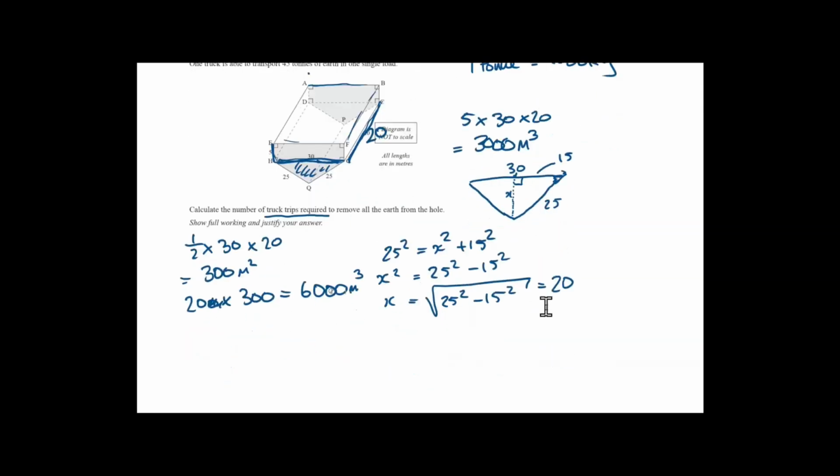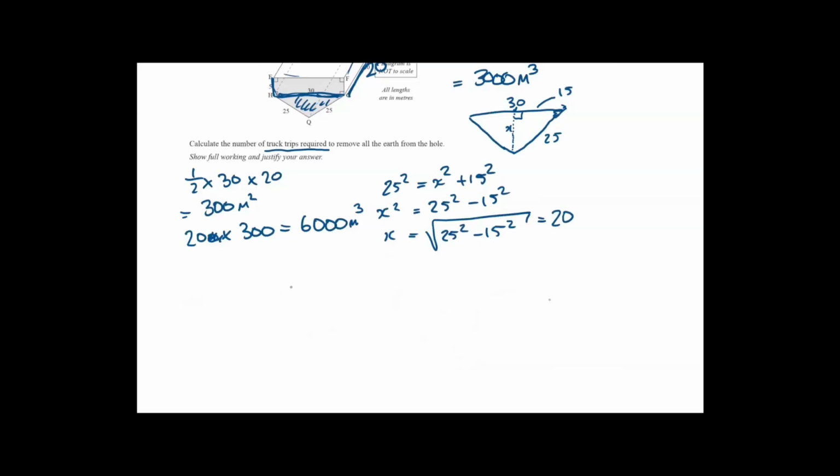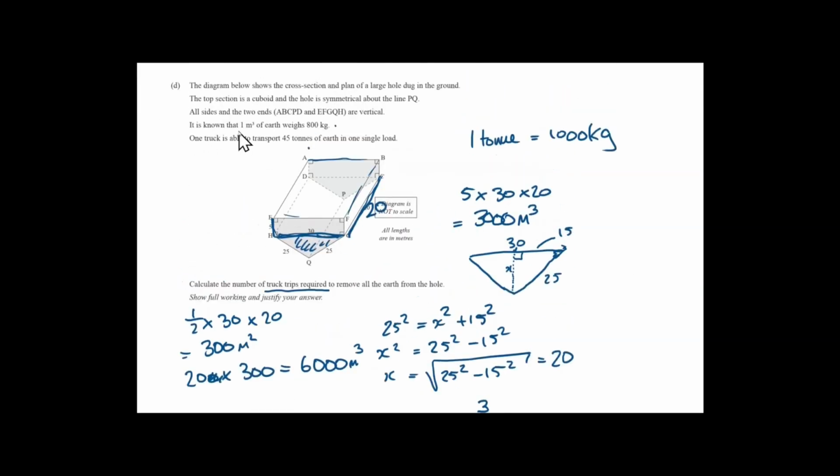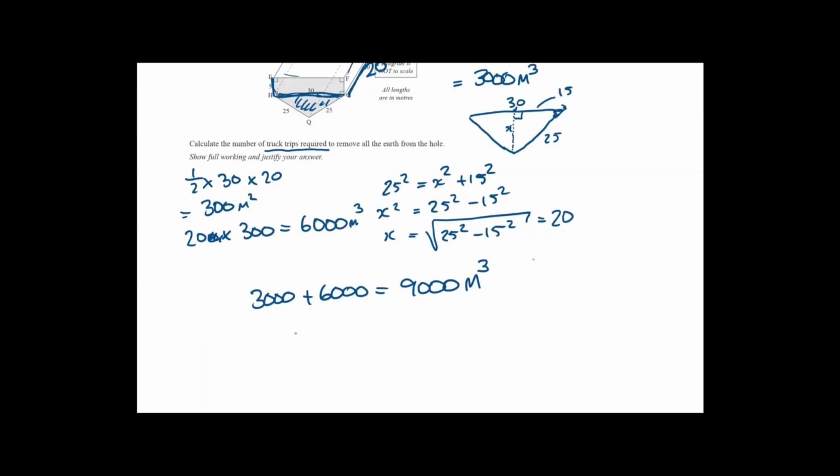So how much have we got in total? Well, we had 3,000 in the cuboid, plus 6,000 in the triangular prism there, and it's going to give us 9,000 meters cubed. Okay, now each cubic meter is 800 kilograms. So the mass of this is going to be 9,000 times 800, which is going to be some huge number.